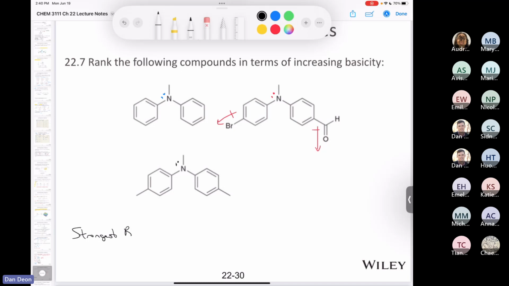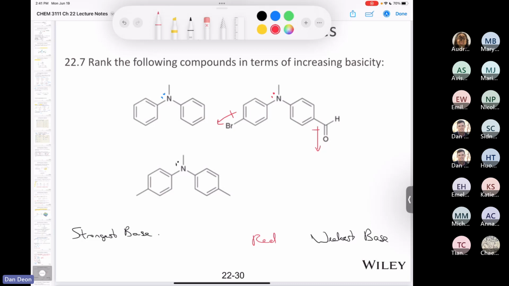Okay, so if we go strongest base, and then we have weakest base, we'll put red down here. Okay, and which one of these is going to have an electron donating effect? If we compare the black one or the blue, which one's going to have the most electron density donated to it?